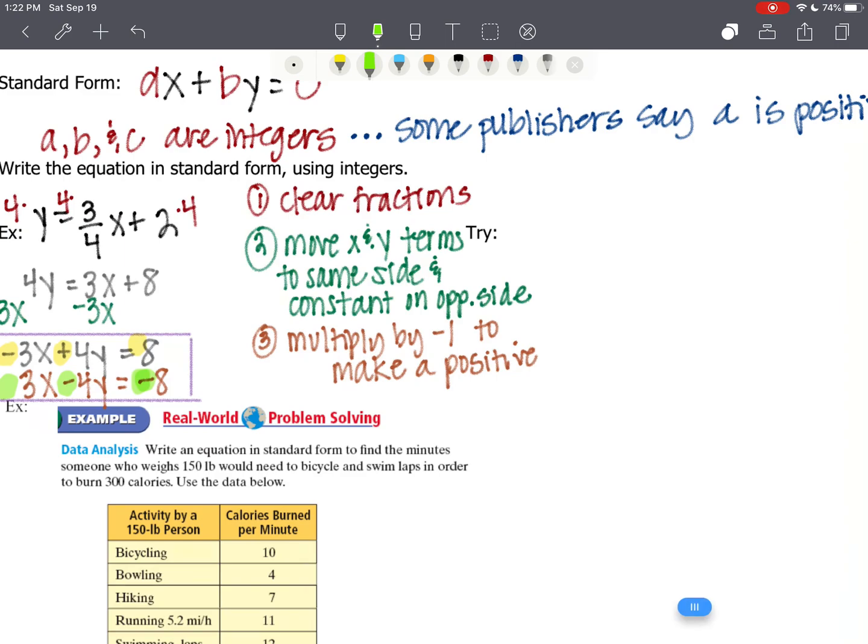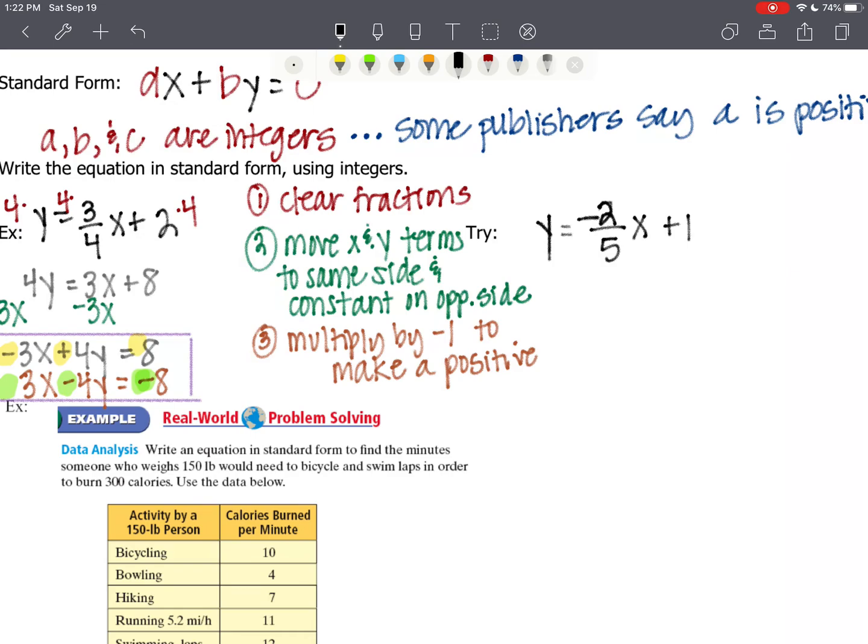So here's one for you to try. y equals -2/5 x plus 1. Let's put that into standard form. Press pause and then come back and check your answer.